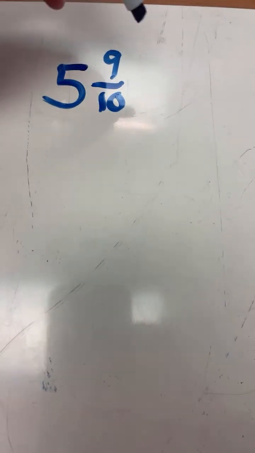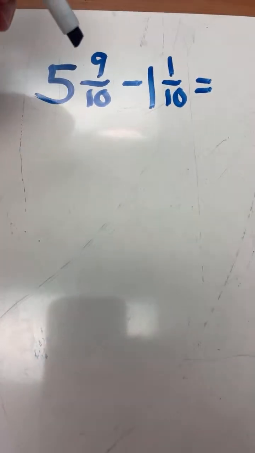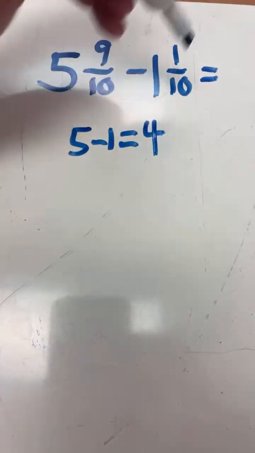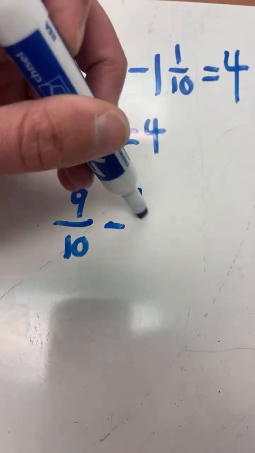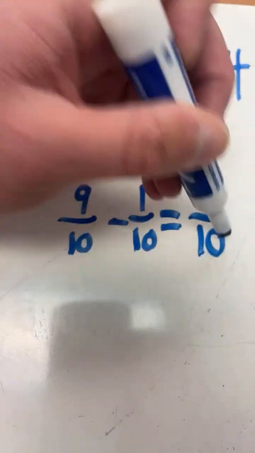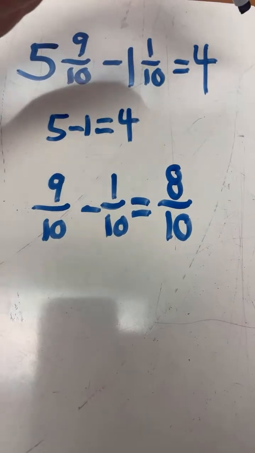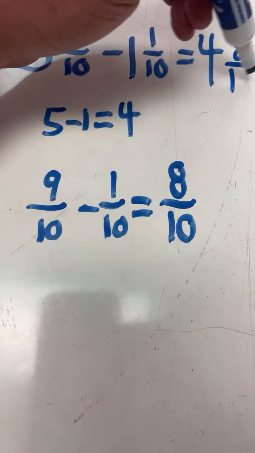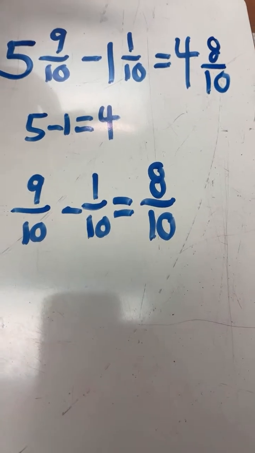All right, 5 9/10 minus 1 1/10. Step 1, we subtract our whole numbers. 5 minus 1 equals 4. Next, we subtract our fractions. 9/10 minus 1/10. 9 minus 1 equals 8. Our denominator stays the same. Nine tenths minus 1/10 equals 8/10. We have our answer. 5 9/10 minus 1 1/10 equals 4 8/10.